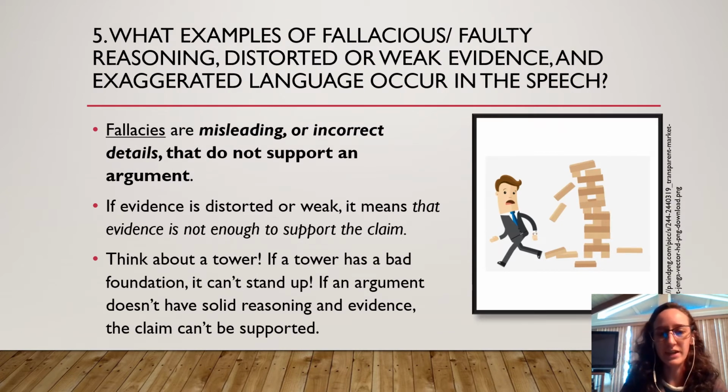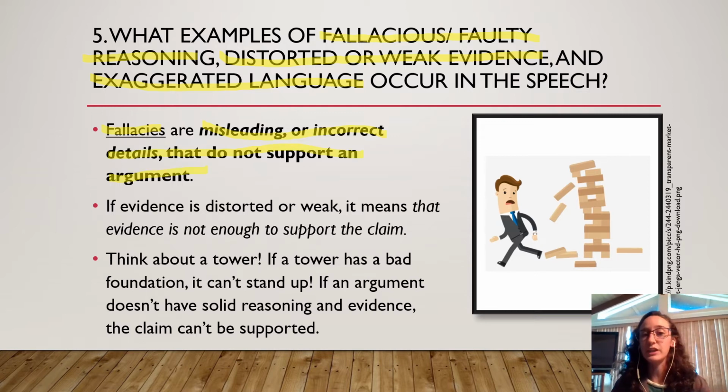All right, what examples of fallacious or faulty reasoning, distorted or weak evidence, and exaggerated language occur in the speech? So a fallacy is misleading or incorrect details that do not support the argument. So fallacious reasoning is reasoning that doesn't support the argument. There maybe is an opinion in there when we shouldn't really have opinions in there because we should have facts and proof. It's evidence that is distorted or weak. It means that the evidence is not enough to support the claim.